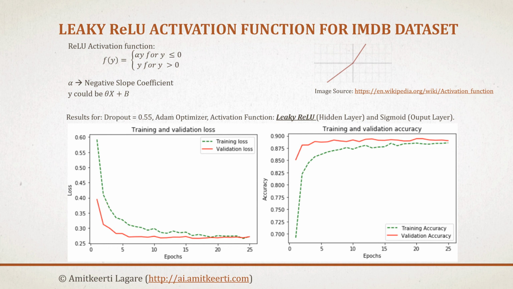To overcome this problem, an enhancement to ReLU was proposed wherein the output of the activation function will not be 0 when y is less than or equal to 0. Instead, it will be a small value governed by the term alpha. This ensures that the output is never 0 and the neurons do not die. When leaky ReLU was applied to the IMDB dataset, there was no additional benefit seen on top of the results we observed for ReLU. The results are captured in the graphs at the bottom.